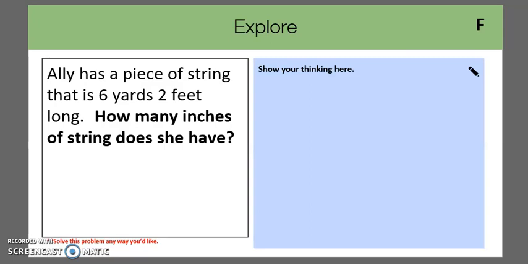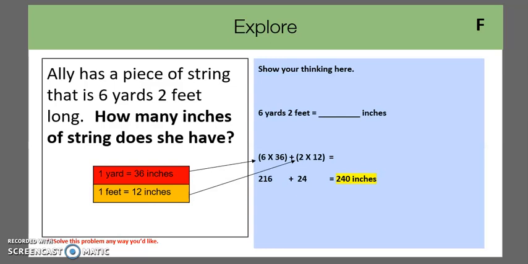We'll move on to the next slide. So for this problem, the key conversions that are going to be helpful are 1 yard equals 36 inches and 1 foot equals 12 inches. We have 6 yards, and we're going to convert it into inches, so we're looking for yards to inches. We're going to look at this first conversion. Here we can say 6 times 36, and that answer is going to tell us how many inches are in 6 yards.